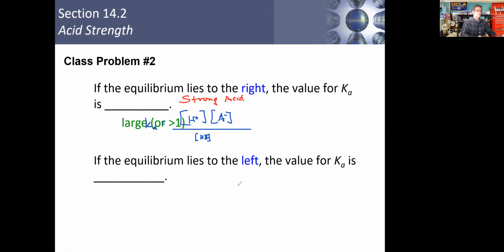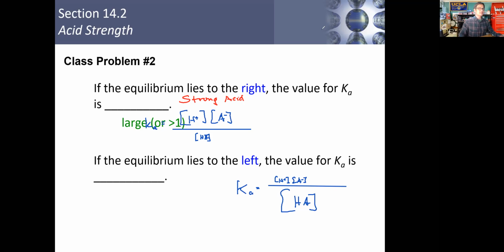If equilibrium lies far to the left, we can do this analysis again, and I'll exaggerate the terms here. The hydrogen ion concentration and the conjugate base concentration are going to be much smaller than the concentration of the undissociated acid. So in this case, Ka is going to be very small, or less than 1, which means we have a weak acid.